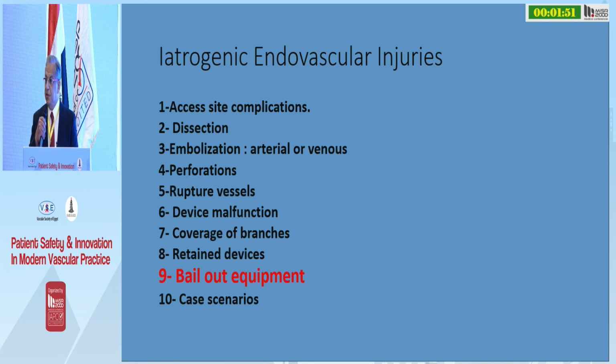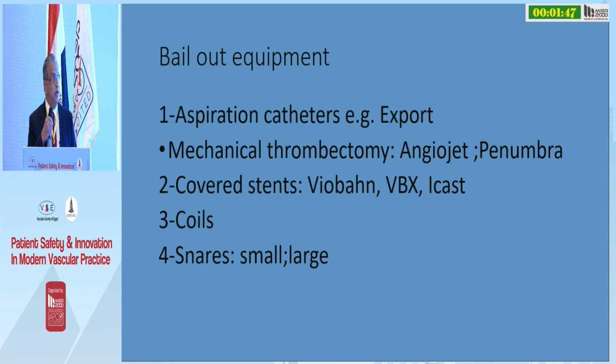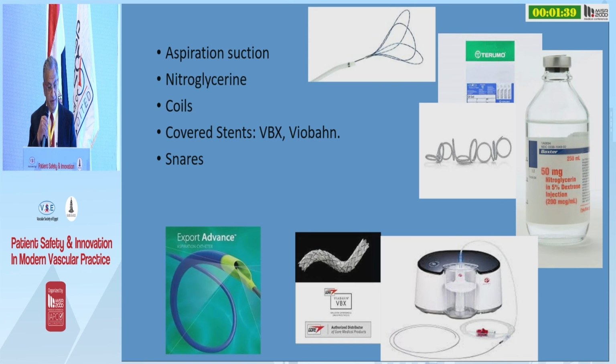Bailout equipment. You should have some bailout equipment in the area to do endovascular. Aspiration catheters, mechanical thrombectomy devices, cover stents, coils, and different sizes of snares. Snares, one time, more than once, we had stents that are loose inside the body. If they are on a wire, you can put a balloon on it, you can snare it and advance the balloon in it and deploy it somewhere else, like in the iliacs.